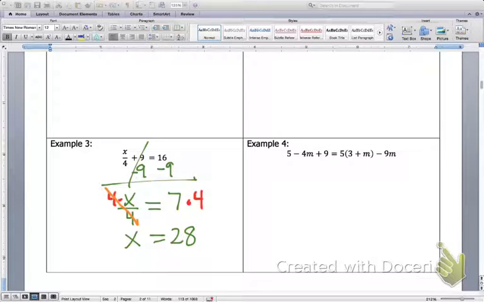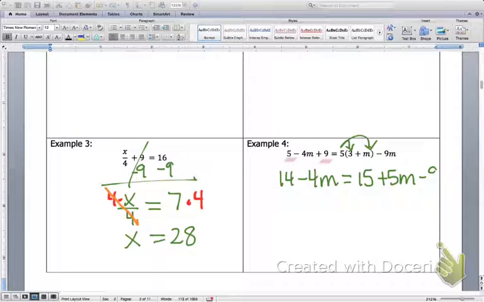We're going to go ahead and combine like terms on the left side. The 5 and the 9 can combine. So we're going to get 9 plus 5, which is going to give me 14, minus 4m equals, on the right side, I can do the distributive property. 15 plus 5m, bring down the 9m. Now on the right side, we have a lot of terms. That means we can probably do a combination. So we can combine the 5m with the 9m. They're on the same side, so I can just combine them as is.